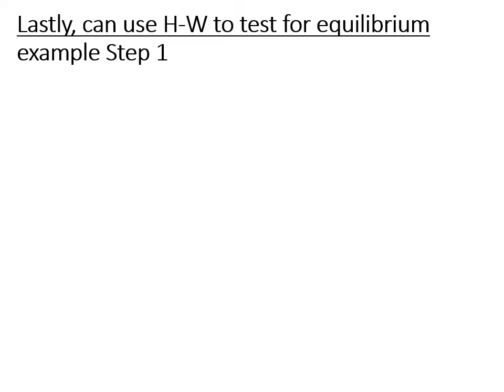Now, the last thing for us to do is to really use this Hardy-Weinberg as robustly as we can. Now that you are experts at calculating the genotype frequencies and the allele frequencies of a population, now we're going to use all that information and Hardy-Weinberg to test whether or not a population is actually in equilibrium. And I'm going to show you how to do this in 3 steps.